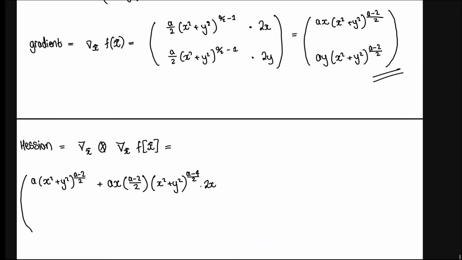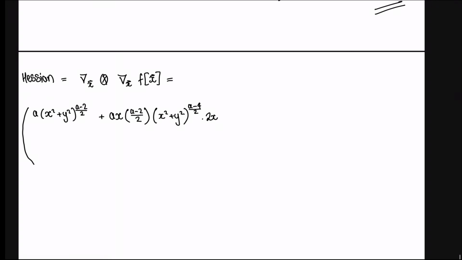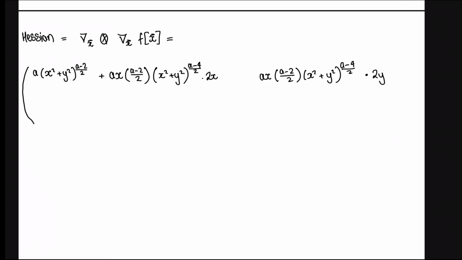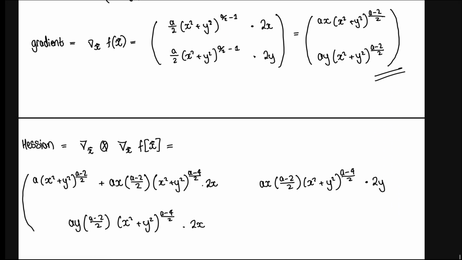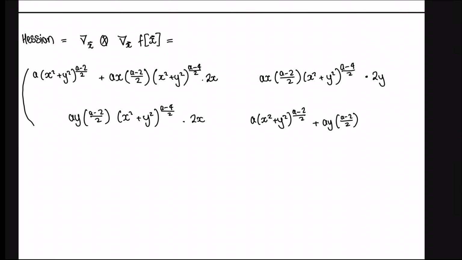Now if I differentiate this with respect to y partially, we get ax (a minus 2) over 2 times x squared plus y squared to the power of (a minus 4) over 2, multiplied by 2y. And that is the same over here. So not quite the same, as these two have just swapped places, but when we simplify it, it will be the same thing. And finally, differentiating this with respect to y gives us this.